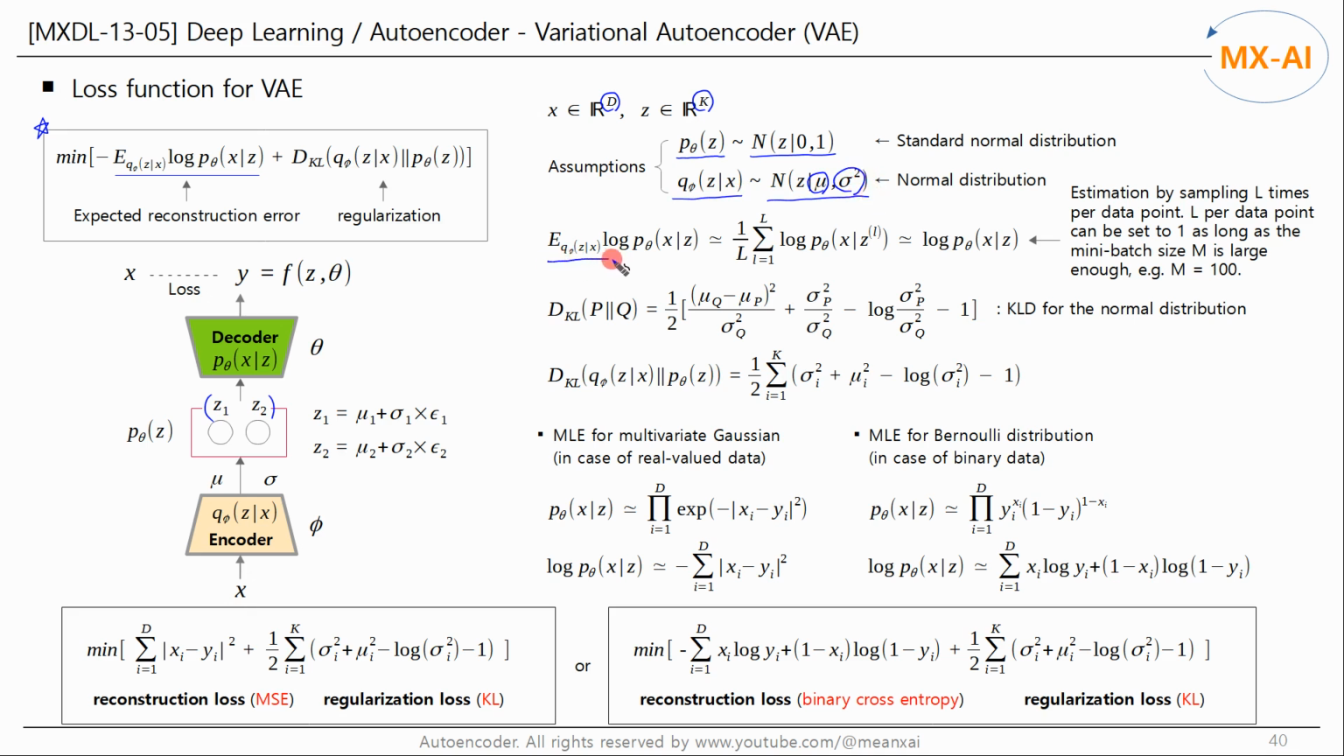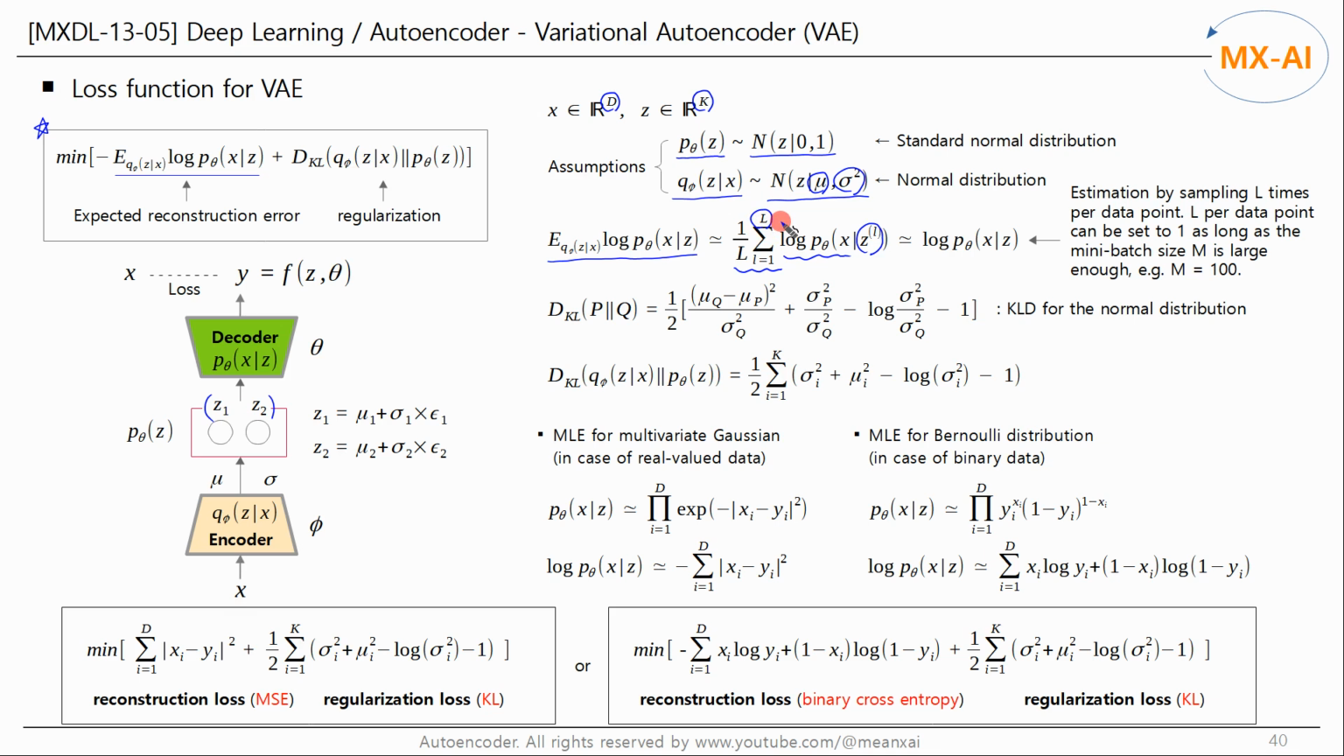We approximate the expected reconstruction error through a sampling technique. We sample z from a Gaussian distribution L times per single data point and compute the average of log p theta to obtain a rough estimate of the expected reconstruction error. Here L can simply be set to 1.